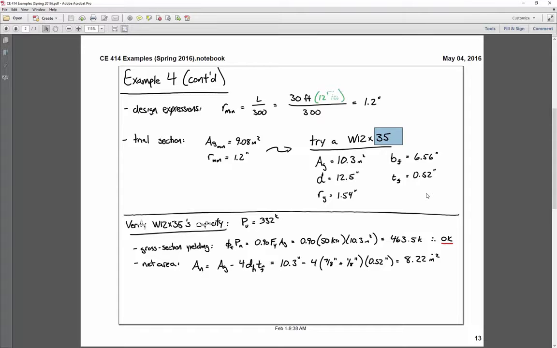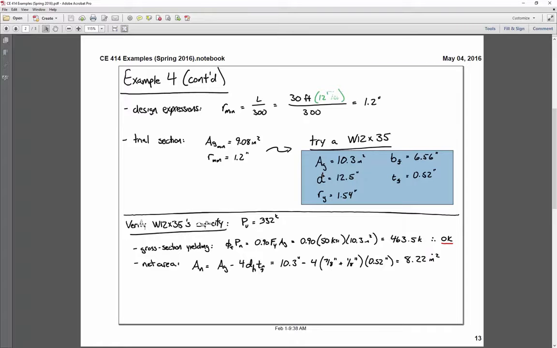So go through the manual and try and find the lightest one that you can, and you will in fact find that a W12 by 35 meets these two requirements, an area of 9.08 square inches and a minimum radius of gyration of 1.2 inches. And here's all the associated properties. So you can see the gross area is 10.3 square inches, and the minimum radius of gyration for a W section, that's ry, is 1.54.